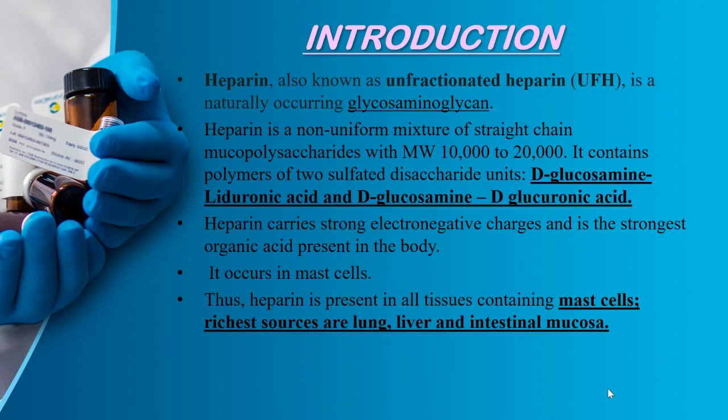Now we will see the introduction of heparin. Heparin, also known as unfractionated heparin, that is UFH, is a naturally occurring glycosaminoglycan. Heparin is a non-uniform mixture of straight-chain mucopolysaccharides with a molecular weight of 10,000 to 20,000. It contains a polymer of two sulfated disaccharide units, that is D-glucosamine-iduronic acid and D-glucosamine-glucuronic acid. Heparin carries a strong electronegative charge and is the strongest organic acid present in the body. It occurs in mast cells. Thus, heparin is present in all tissues containing mast cells, and the richest sources are lung, liver, and intestinal mucosa.